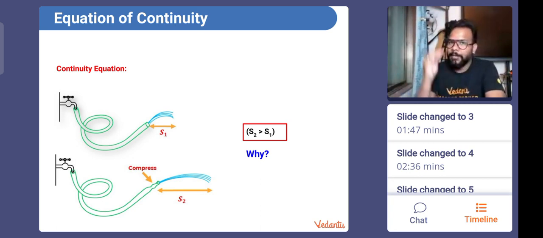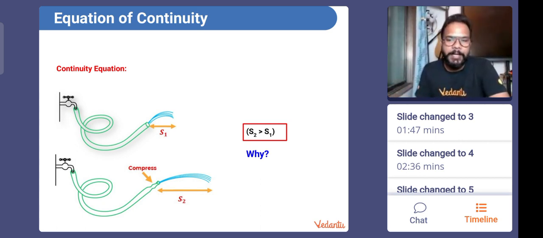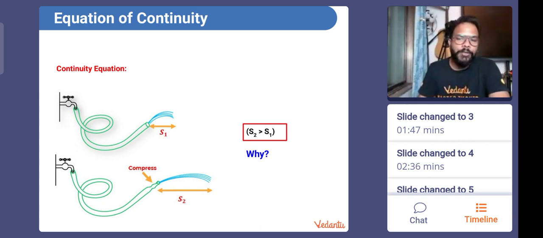But what we are seeing here is that when we are reducing the area, the velocity with which the liquid is coming out is increasing. Do you agree? So there is some correlation between the area of cross section and the velocity of the liquid. Right, everyone, and that is the equation of continuity: the correlation between the area of cross section of the tube and the velocity with which the liquid is moving forward.